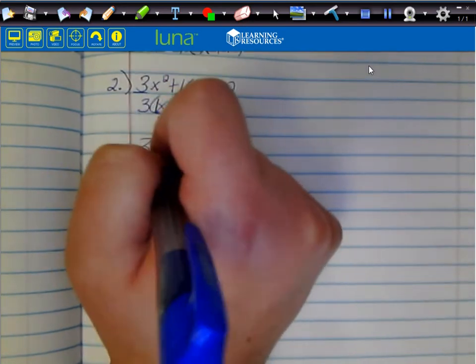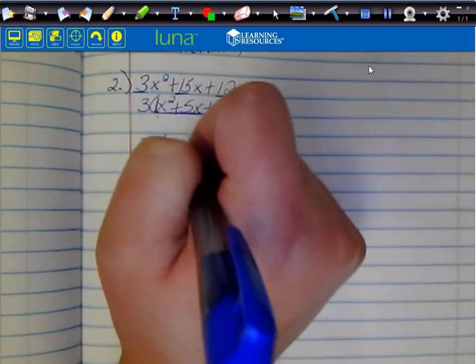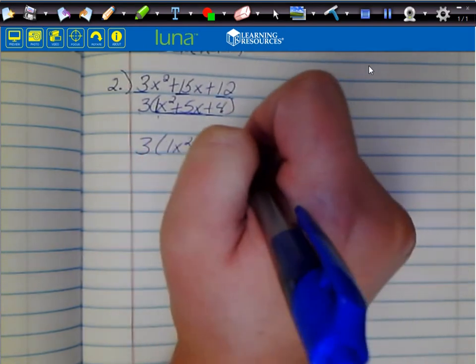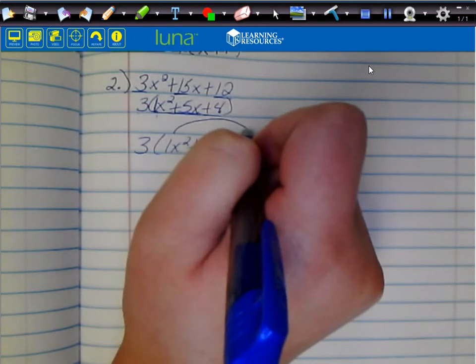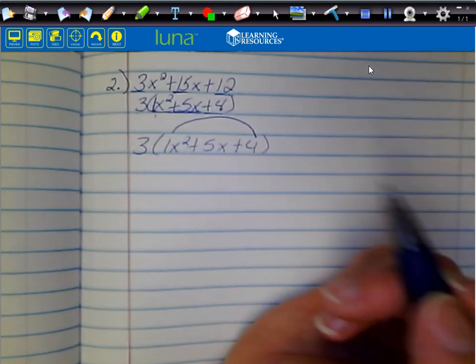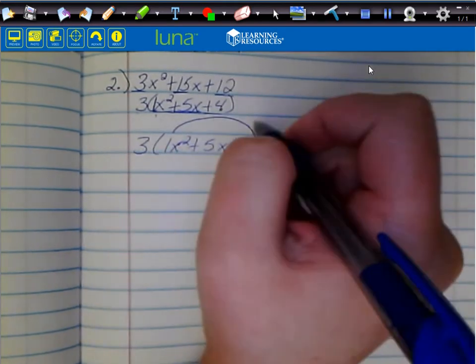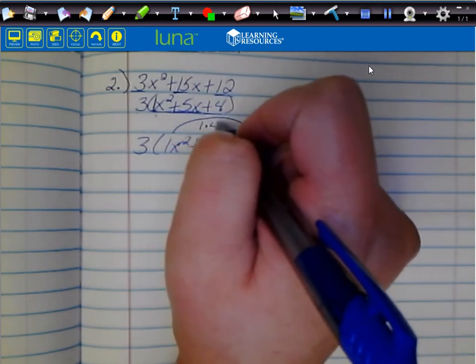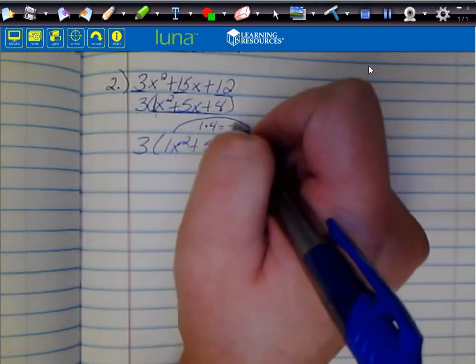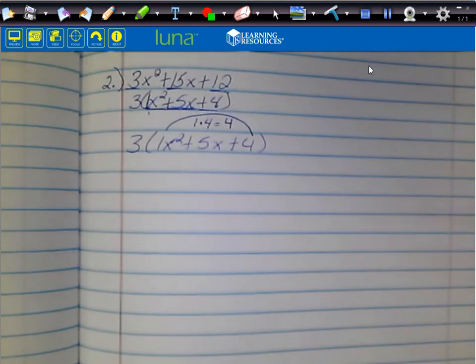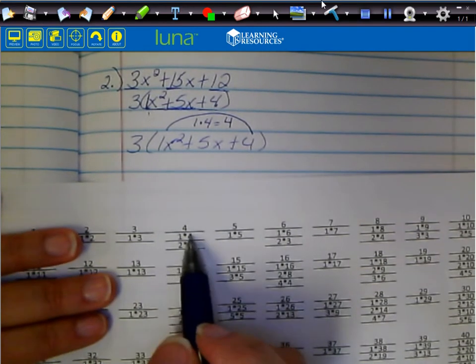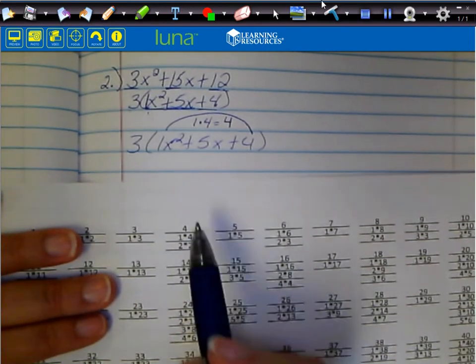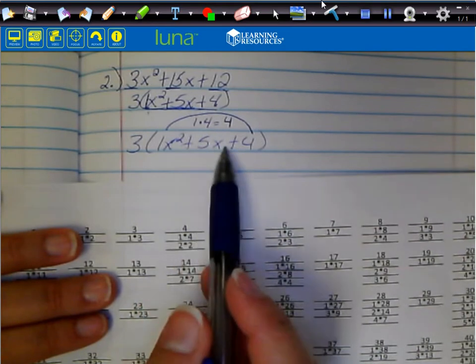I'm going to rewrite this down here so I have a little bit more room. So again, I'm going to connect my first and that last right there. And I'm going to say 1 times 4 is 4. So then I'm going to look on my factor sheet at the 4. So I'm looking at the 4, and I'm going to say, how could I break up factors of 4 to add and get that 5 right there?